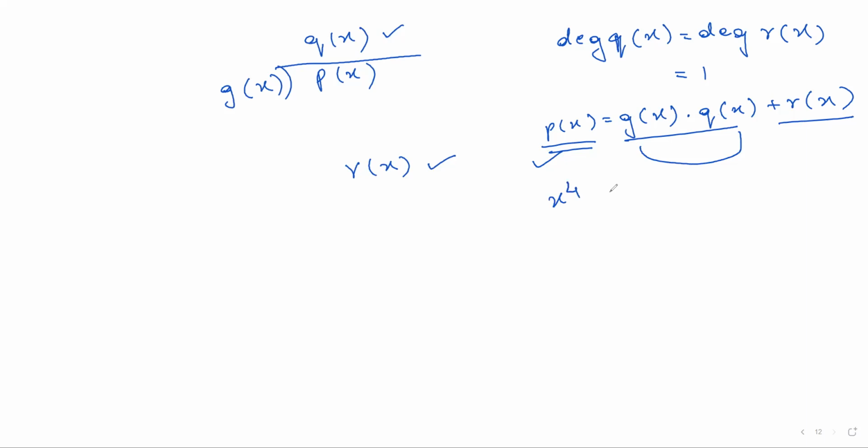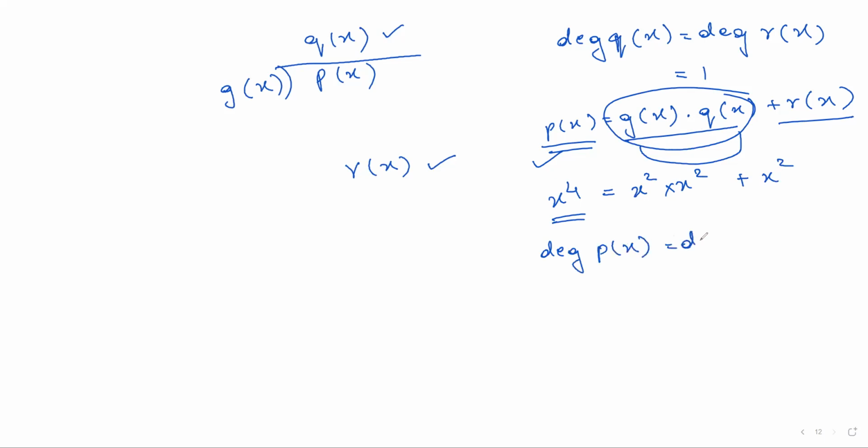If you have x to the power 5 over here, 4 over here, this might have something like x square into x square. And it doesn't matter what r of x has, because either it will have x square term or it will have x term. But mostly it will have x term or a constant. So the maximum power of p of x depends on the multiplication of g of x and q of x. So this can also be written in the form of formula that degree of p of x is equal to degree of g of x multiplied by degree of q of x.